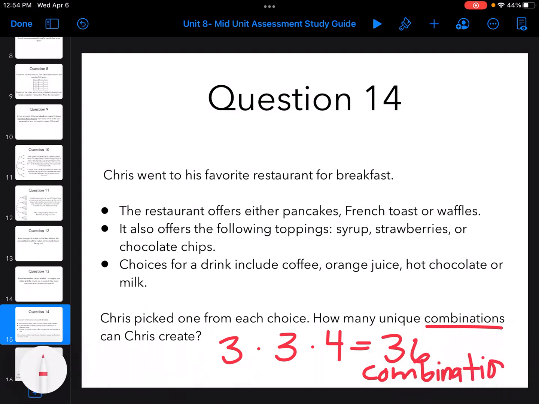Now I could draw out a tree diagram or an ordered list, or I could do a table if I wanted to list out all these options. But I know there's a faster way to do it, which is to multiply all 3 of the options together.